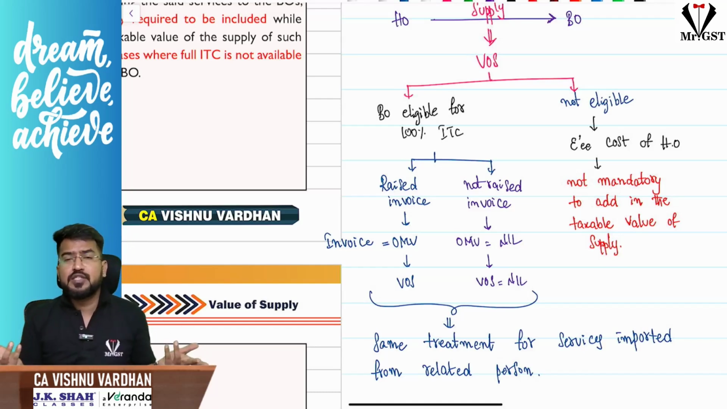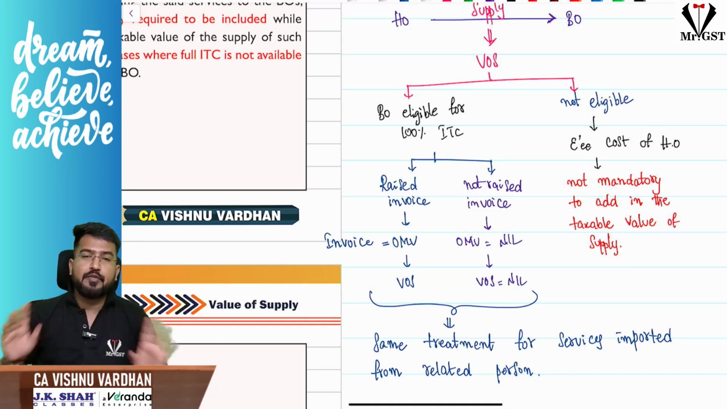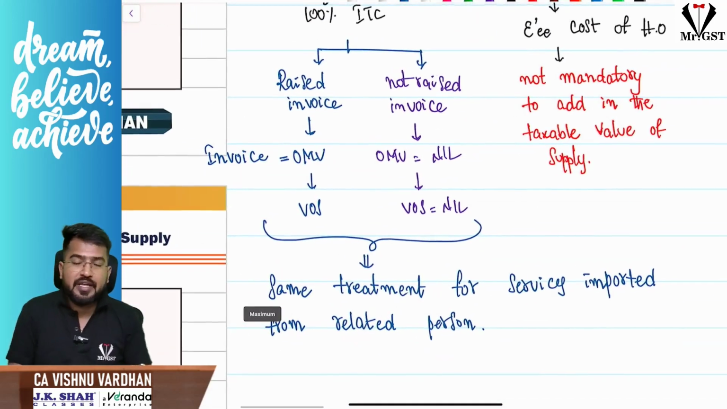Then if the invoice itself is not raised, no problem. Still, we will treat open market value as nil, and that will be the value of supply. So this is the concept. The same thing applies for head office providing services to branch offices in India, where the head office is located outside India. Same treatment for services imported from a related person also.